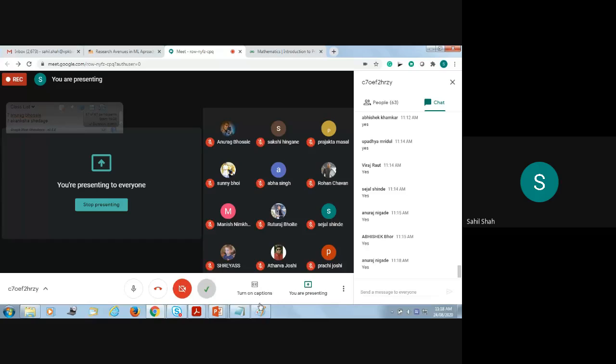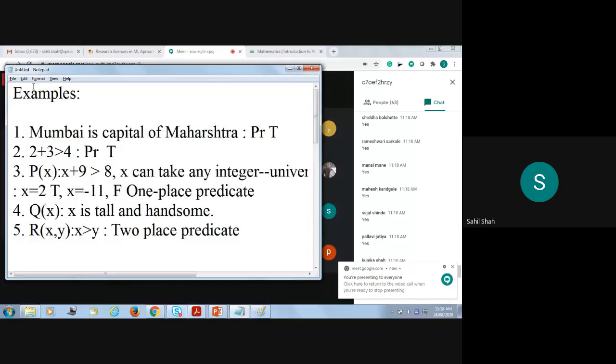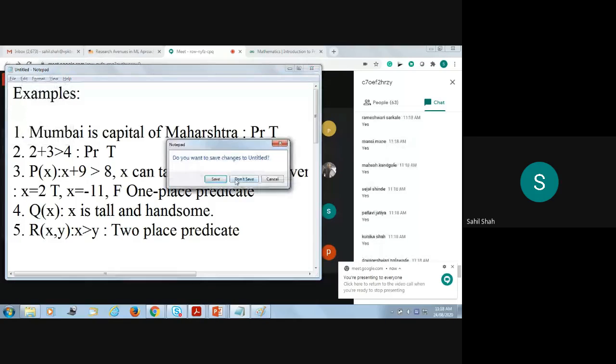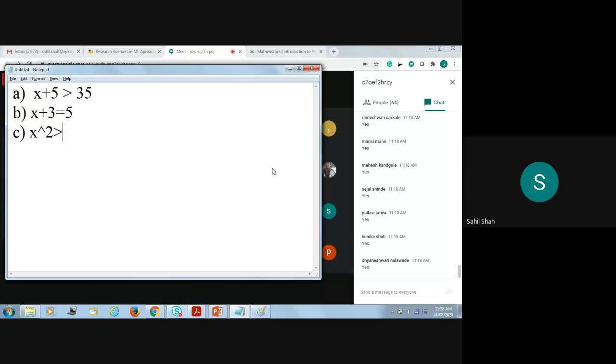Yes. Okay. So I do have one example for you. You are going to tell me whether I should use for all or there exists. If it is clear, you are going to tell me should I use for all or there exists. So let me have examples like this. Example A: x plus 5 greater than 35. Example B: x plus 3 equal to 5. Example C: x square greater than x.